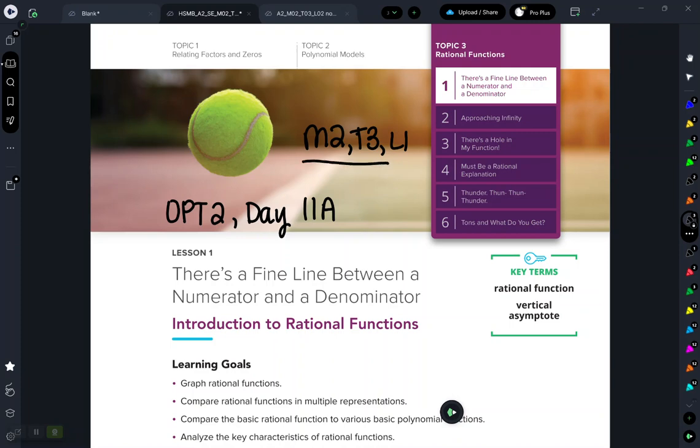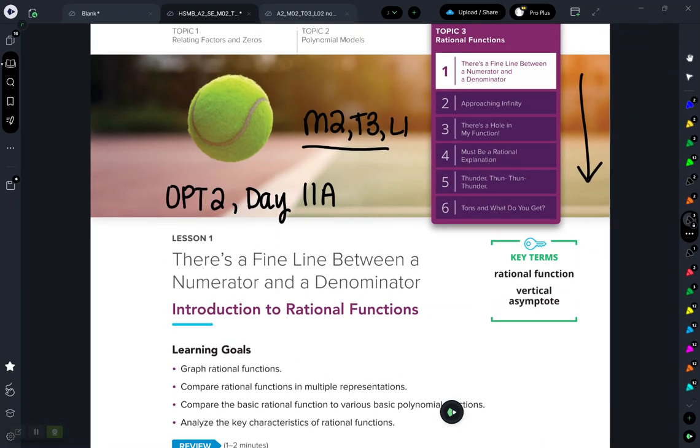And we're going to be looking at a lot about rational functions. We're going to do a lot of these lessons. The two key vocabulary words we need to understand by the end of the lesson are rational function and vertical asymptote.